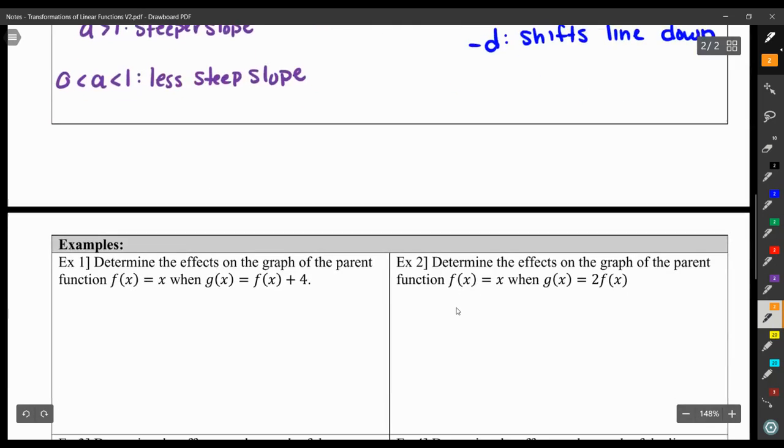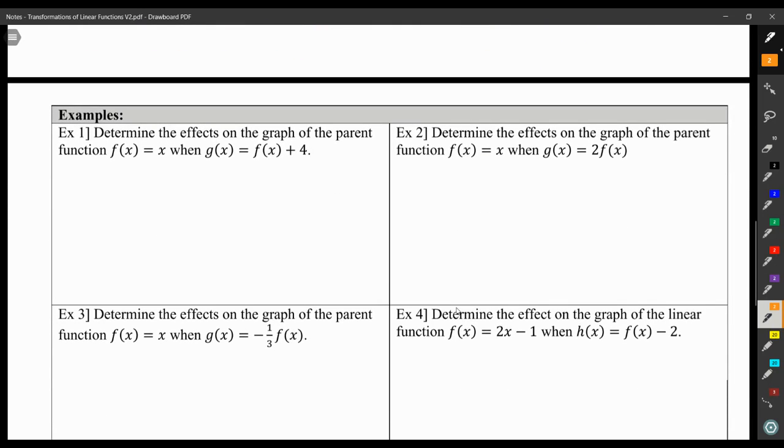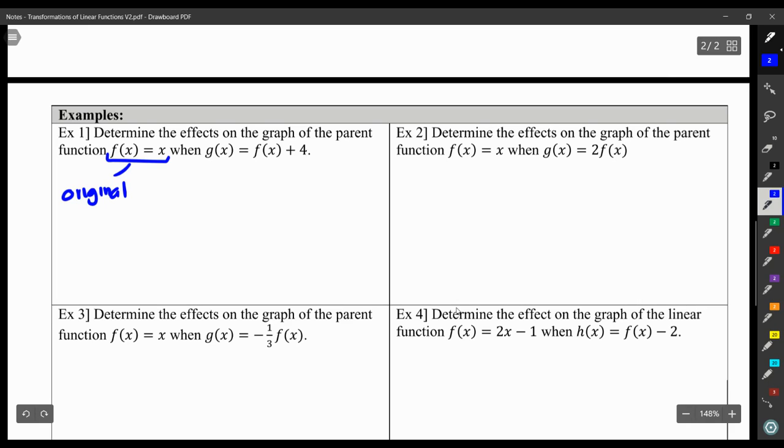Let's look at some practice problems. For example 1, determine the effects on the graph of the parent function f of x equals x when g of x is equal to f of x plus 4. We can do this a couple ways. First, this is the original function. We can use substitution to help us out, or we can use that graphic up above. If we want to use substitution, I see that here is f of x, and f of x is equal to x.